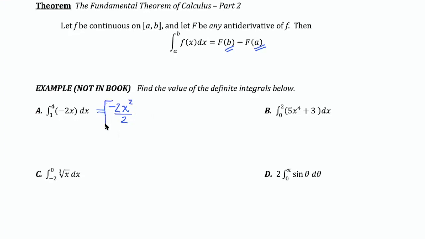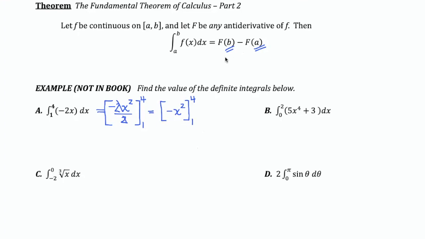So it's common to use square brackets here. And on the outside of the square brackets, we put the lower and upper limits of integration to remind us that the next step is going to be plugging in these values. Now, I do recommend that you simplify your antiderivative before you do that substitution. So I can cancel these 2's and I've got negative x squared. And I'm supposed to find the value of that function from 1 to 4.